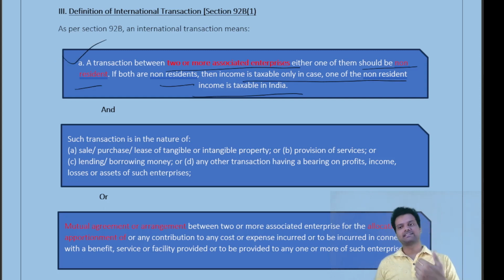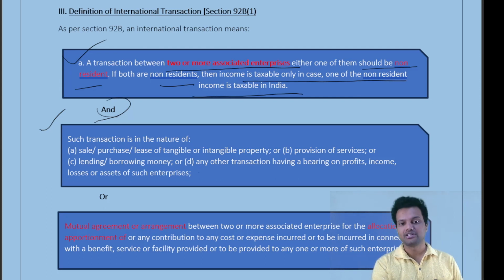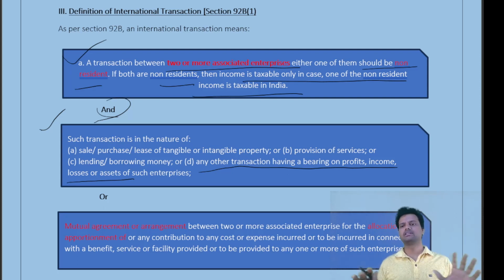When I say transaction, what are the transactions covered here? What kinds of goods and services are covered? As the next point says, these transactions relate to a sale, purchase, provision of services, lease, borrowing. Almost everything is covered. And at the last point they said: any other transaction having a bearing on the profits, income, losses, or assets of such enterprise. So almost all is covered.